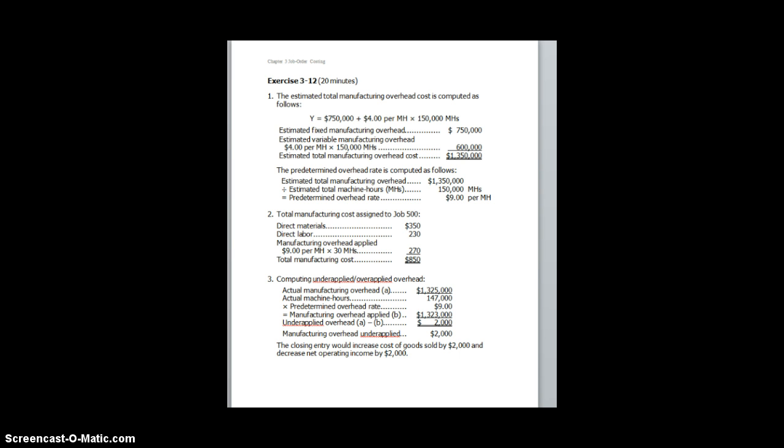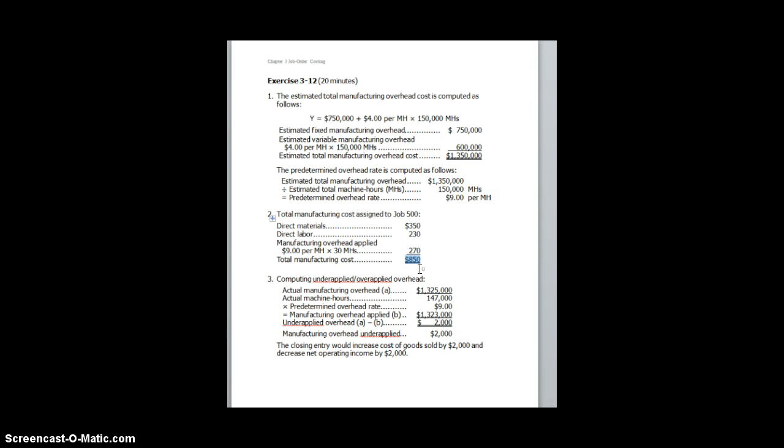To illustrate our discussion of computing under-applied and over-applied overhead, let's go back to exercise 3-12, which you did for homework for this week's class. If we look at exercise 3-12 on page 117, we go back to Cody Corporation, which used a job order costing system with a plant-wide overhead rate based on machine hours. At the beginning of the year, the company made some estimates. We went through parts 1 and 2, and in part 1 we determined that the predetermined overhead rate was $9 per machine hour. We figured out in part 2 that the total manufacturing overhead cost was $850.